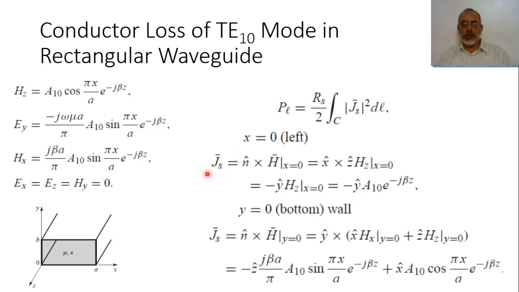So the surface current here, J surface, equals the normal component cross the magnetic field at x equals 0. The normal component is x. The magnetic field is Hz. So the surface current here is in the y direction and its magnitude is proportional to the value of Hz at x equals 0. At x equals 0, the value of Hz equals A10 cosine 0, which is A10.